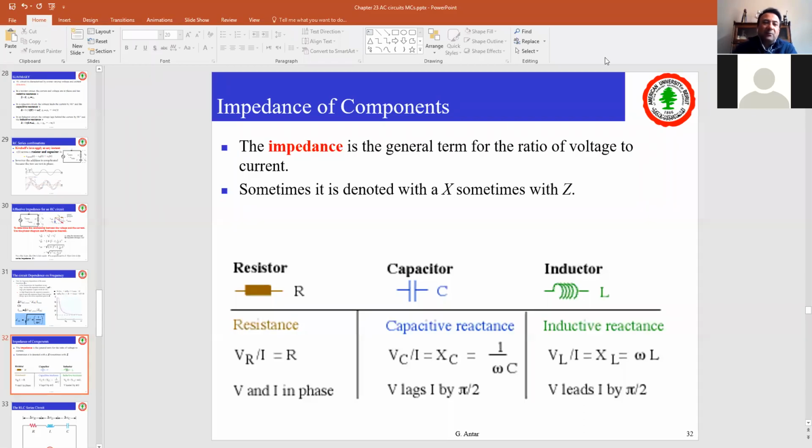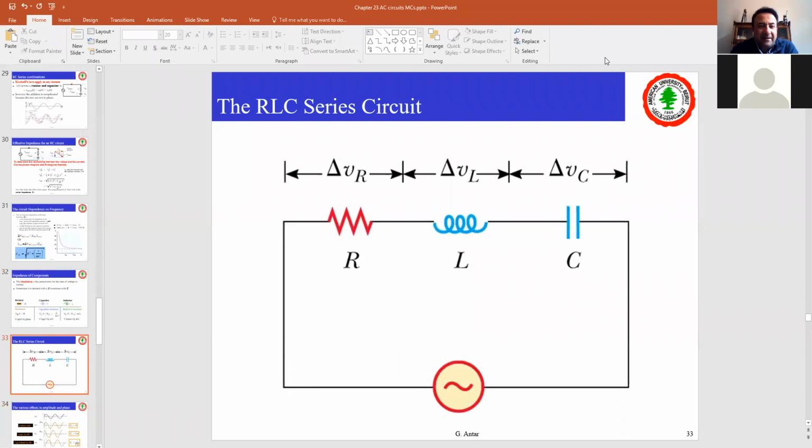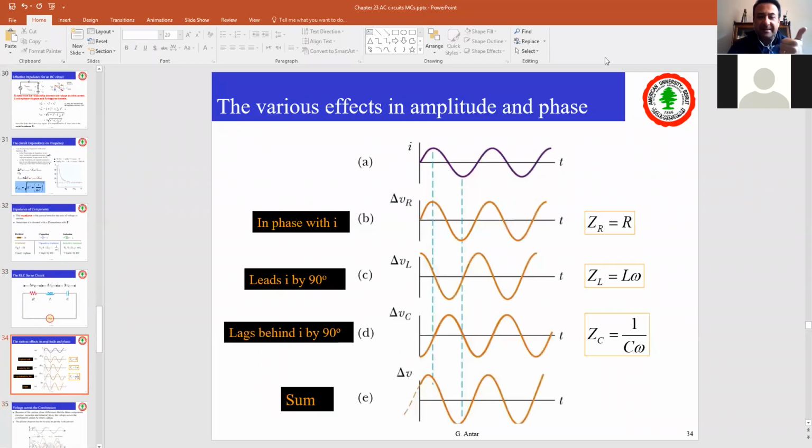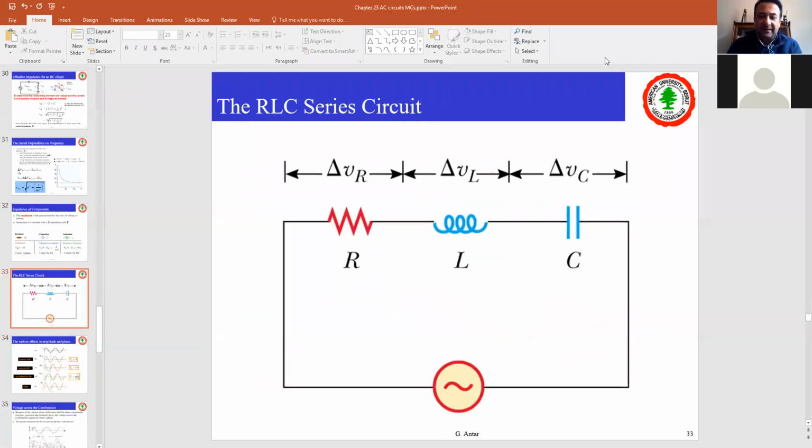Okay. So now what we're going to do is put an RLC circuit together. This is my RLC in series. Of course, they can be done in parallel. I'll explain this a little bit after we're done here. So what happens is the following: if I have a current I, here I'm going to have I equal I max.